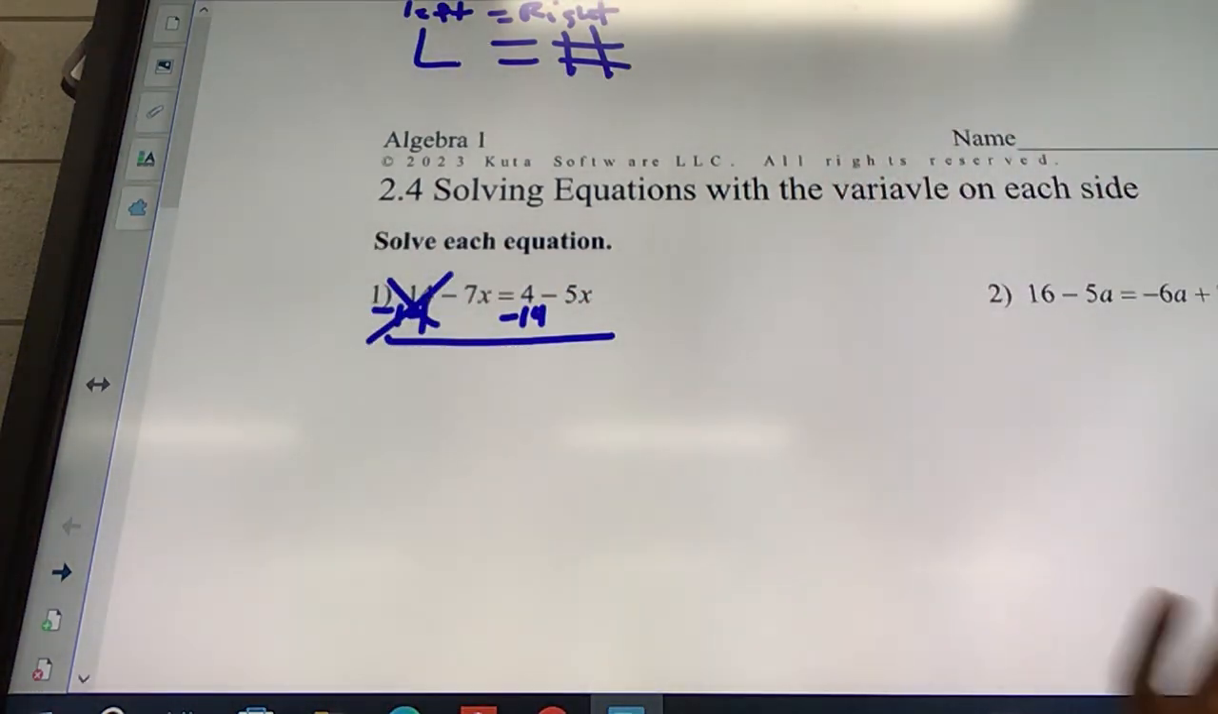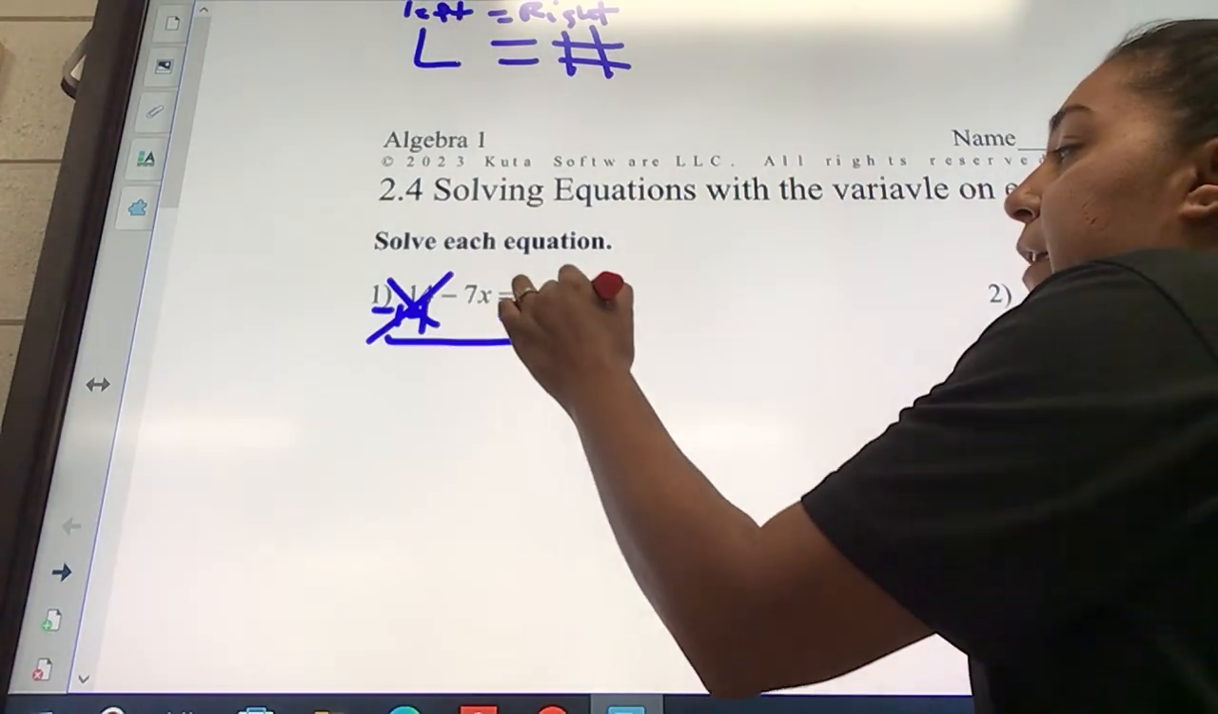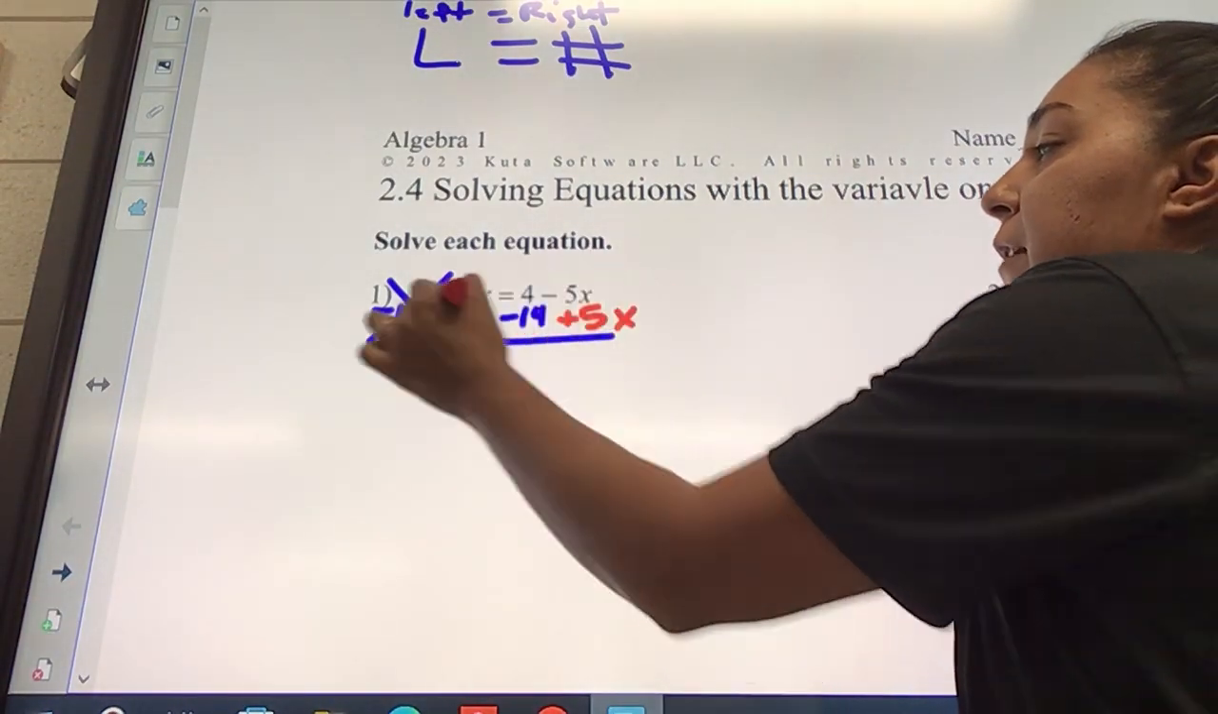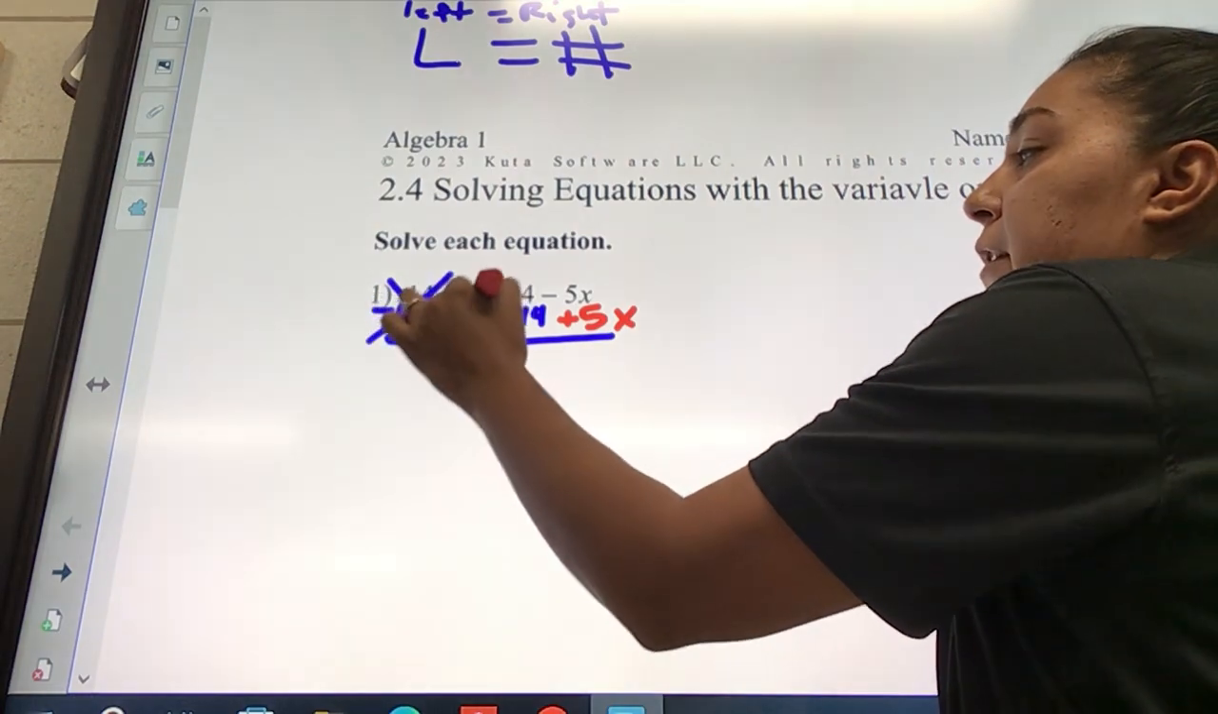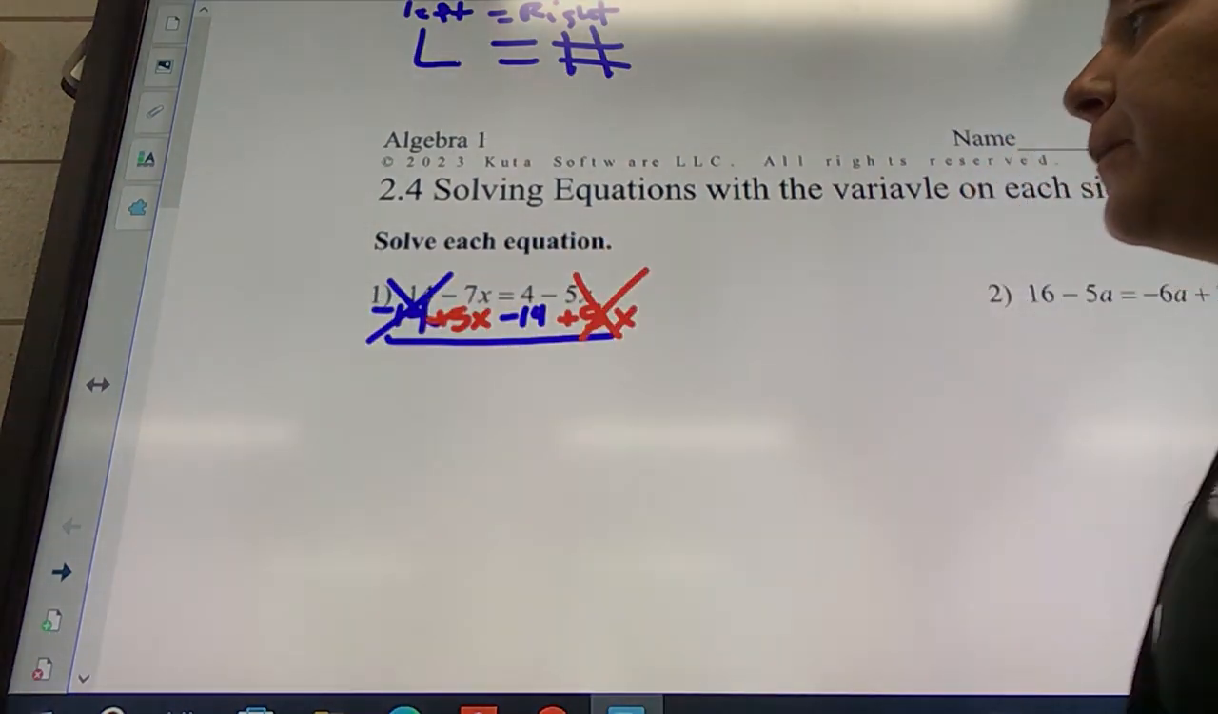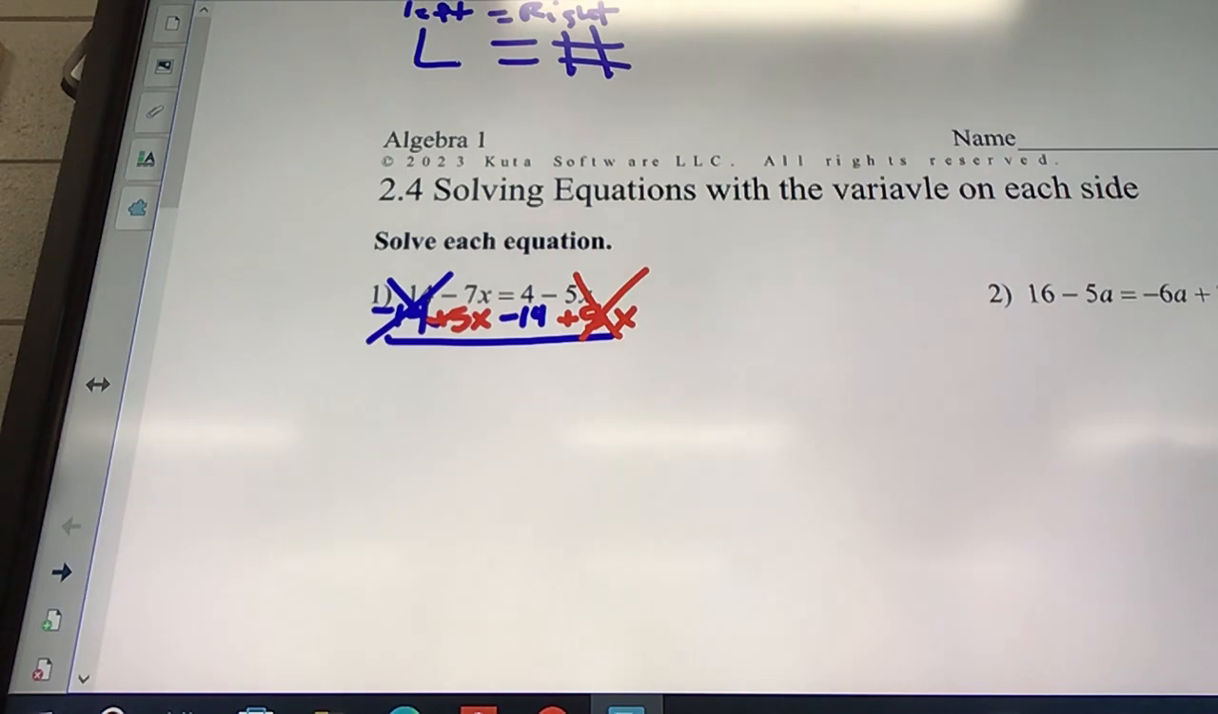And then we can, in that same step, go ahead and move the letter. So what else needs moved? Are all the letters on the left? No, they're not. What letter is not on the left? The 5x. Okay, right now it says a minus 5, so we're going to say a plus 5x, and it's going to go under the 7, because that's also an x. Okay, and so now everything's lined up. We got all our letters together and all of our numbers together.